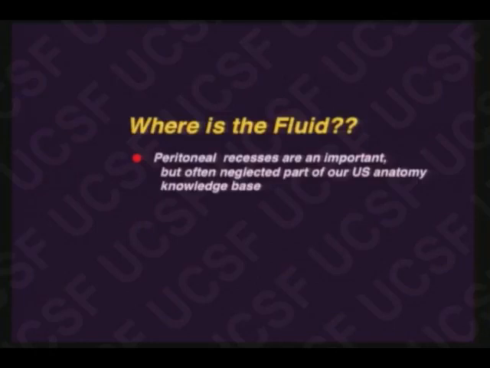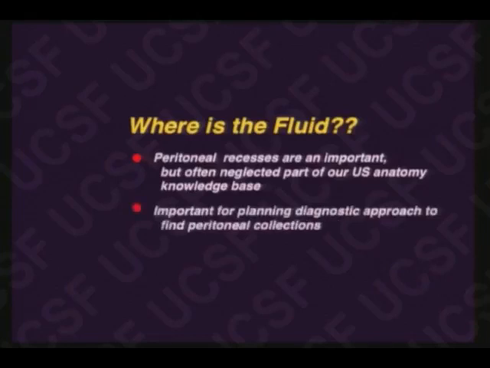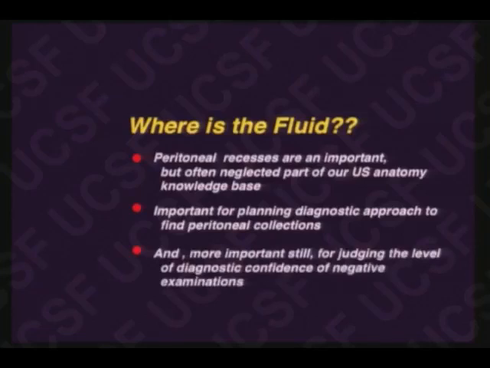Now, this knowledge isn't neglected because we're lazy. We have rightly become dependent on CT scans to look for abscesses, and we all have a high level of confidence that we will be able to find the abscess with this powerful tool. However, when using sonography, it is important for planning our diagnostic approach to find peritoneal collections, and far more importantly, for judging our level of confidence when the examination is negative. If we're doing a sonogram and we find a big, nasty-looking fluid collection, we're reasonably confident that we found the abscess. But what if it's negative? How confident are we that the abscess isn't there?